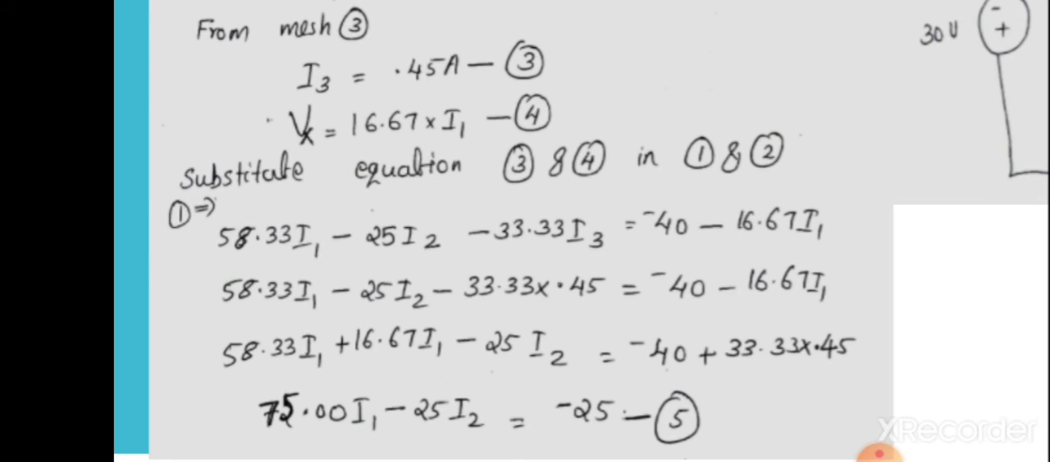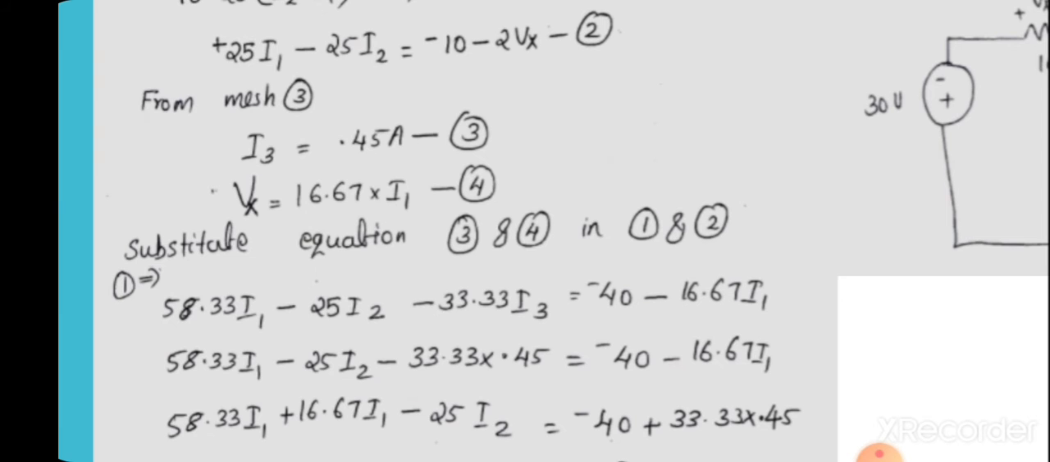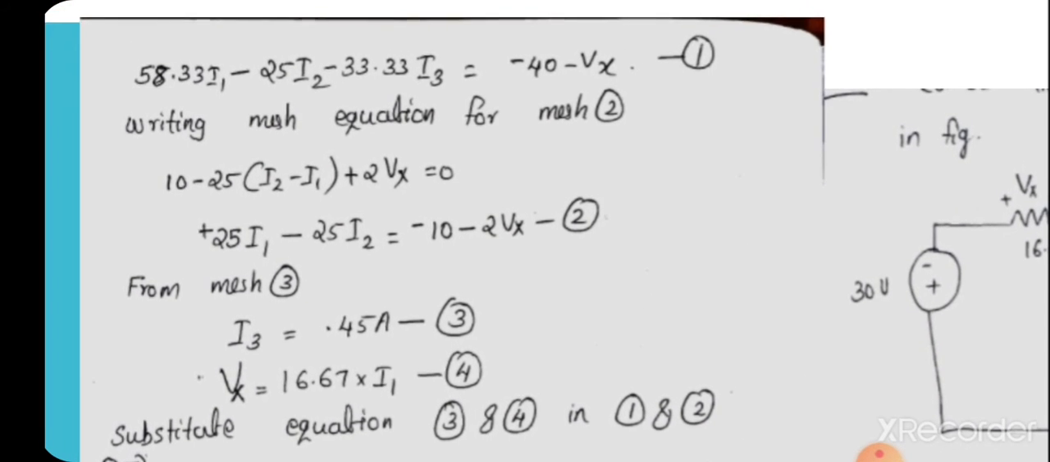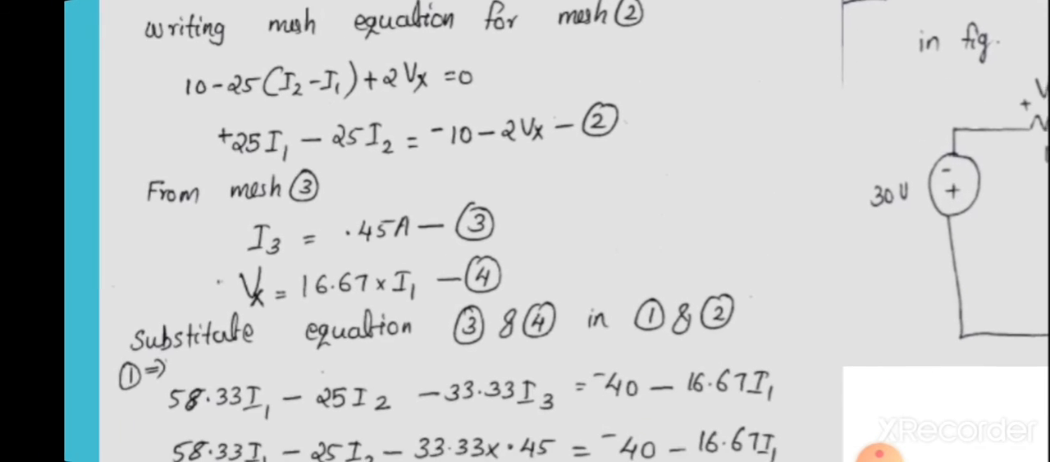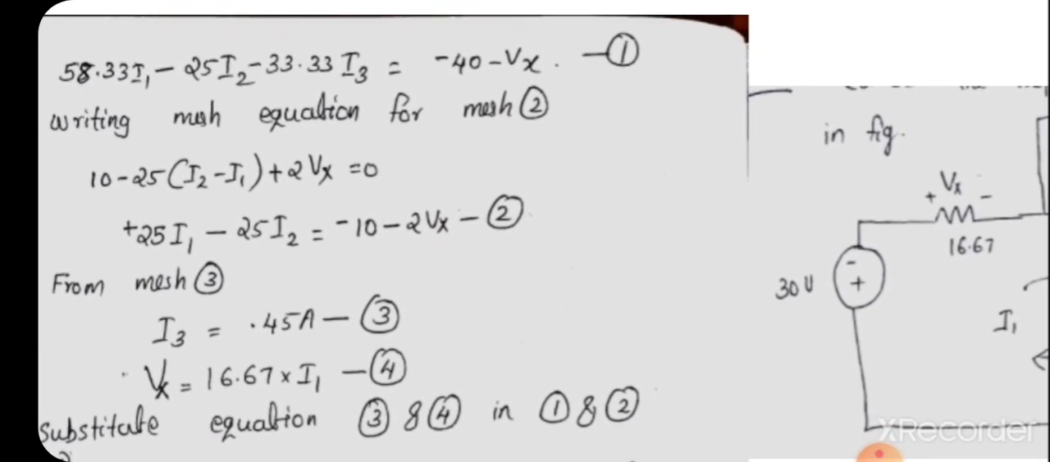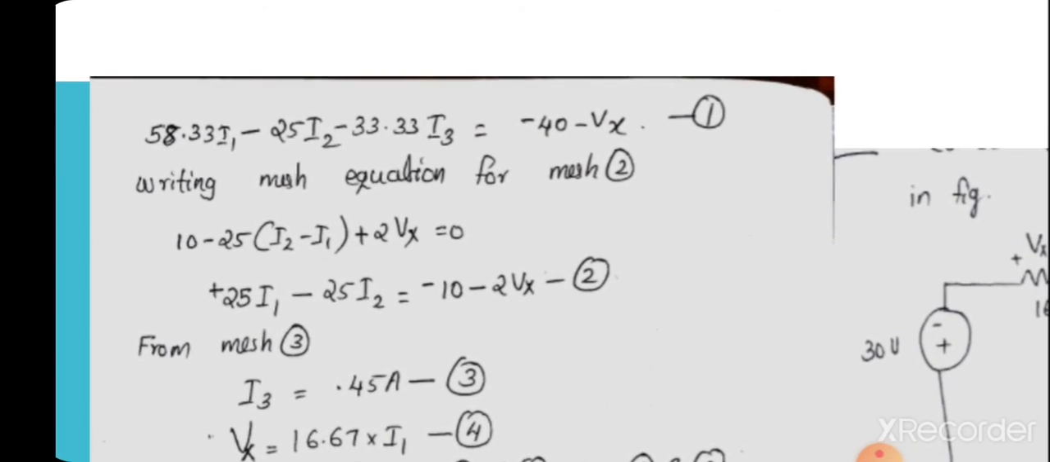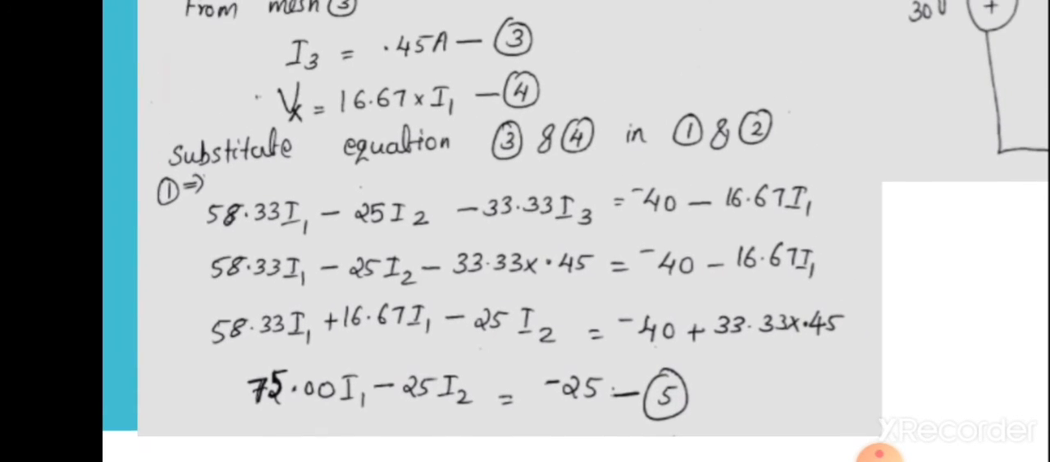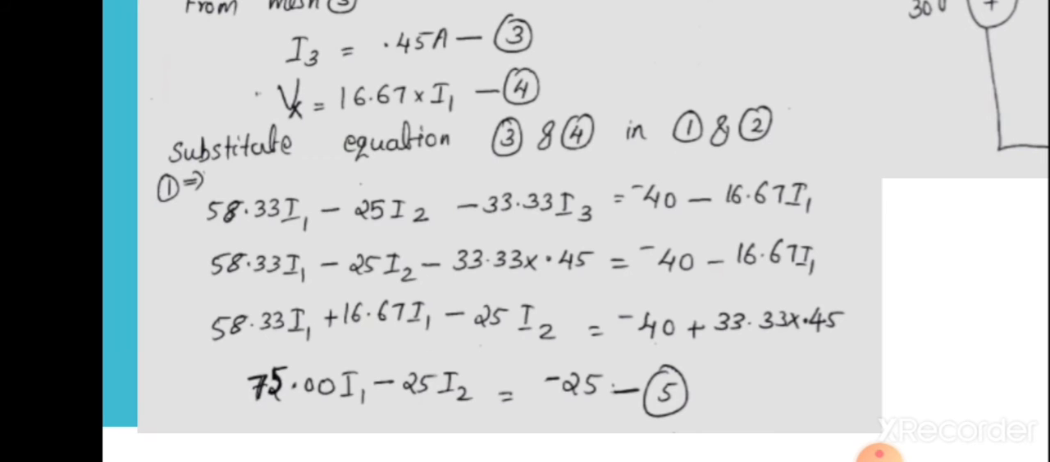Sorry, equation... also, you know, sorry, I forgot to tell one point: you can apply the value of Vx and the value of I3 in equation 1. There is another variable in equation 1, that is Vx, and we have found the Vx value. We have found that Vx will be equal to 16.67 I1.